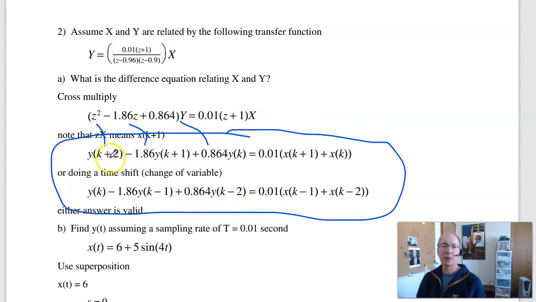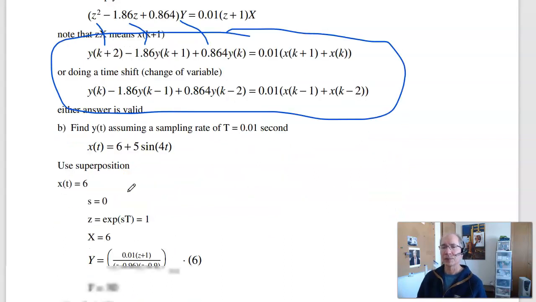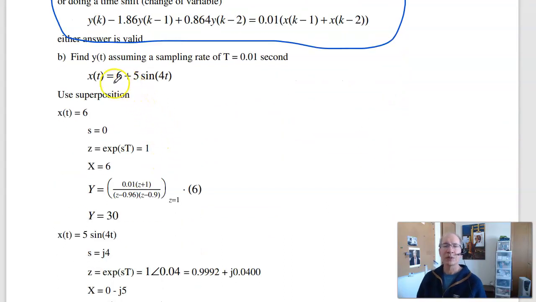Some people prefer avoiding future values of y. So if I delay it by 2, just do a change in variable. This is the same thing, written slightly differently. Either equation is valid. If I want to know what the output is for constant and sine wave, again I use superposition.